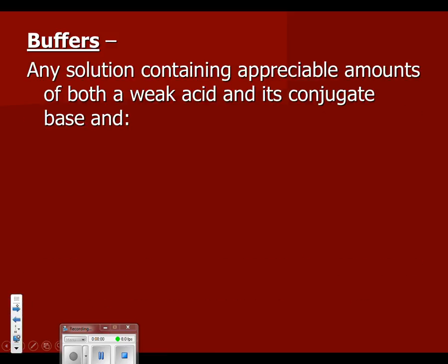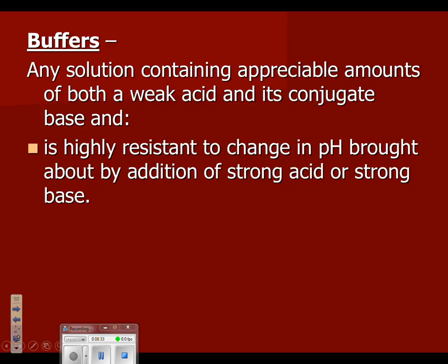So buffers. Any solution that contains an amount of both a weak acid and its conjugate base. Now, if it has a strong acid or a strong base, it's not considered necessarily a buffer. If it has its weak acid and a conjugate base, in other words, a salt, then it is considered a good buffer. So if it has any strong acids in it or bases, it's not considered a good buffer. Okay, it's highly resistant to change in pH. So we have buffers in our body to keep the pH of different parts of our body at certain pHs. If we didn't have that, we'd die.